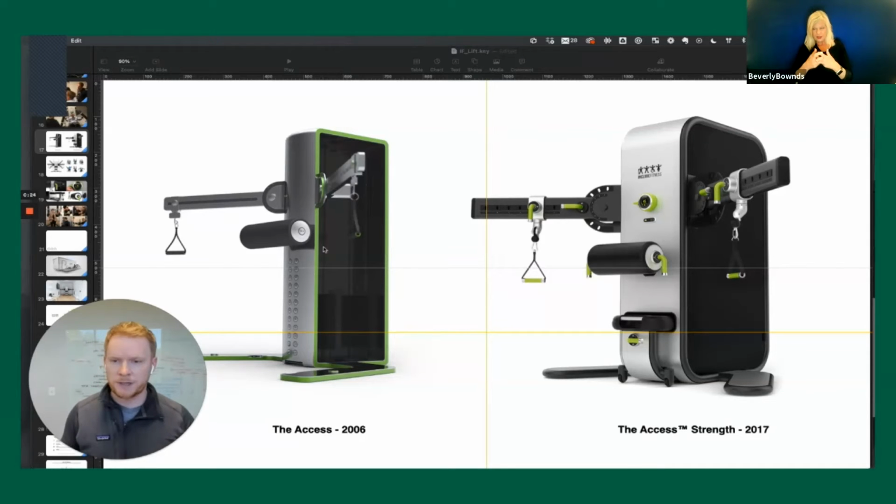This was the initial concept, actually like 15 years ago, of a piece of accessible fitness equipment before we were aware of all the ASTM standards and the initiatives going on. We got involved, we infused those, and the evolution of it became this machine here, the Access Strength.